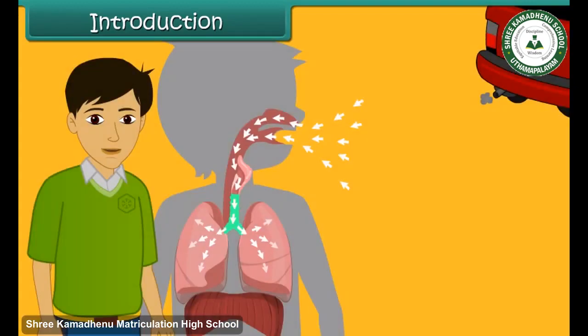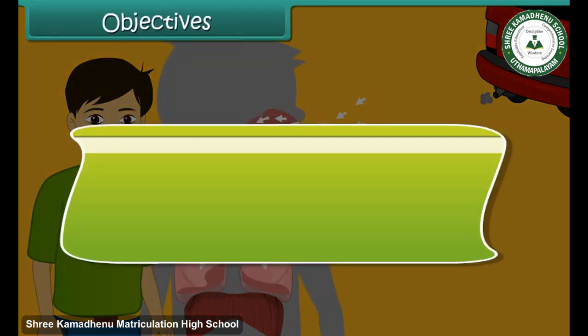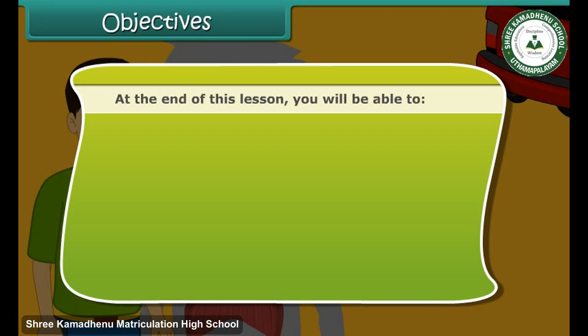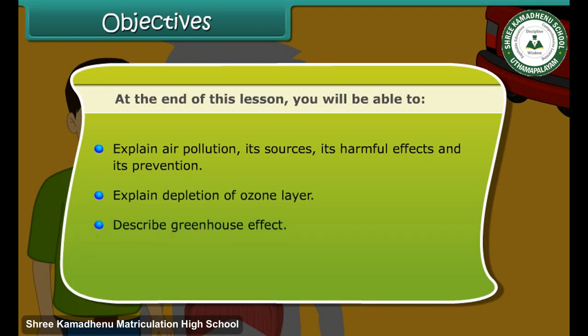In this lesson, we will study the harmful changes taking place in our surroundings and their effects on our lives. Objectives. At the end of this lesson, you will be able to explain air pollution, its sources, its harmful effects, and its prevention. Explain depletion of ozone layer. Describe greenhouse effect. Explain the formation of acid rain.